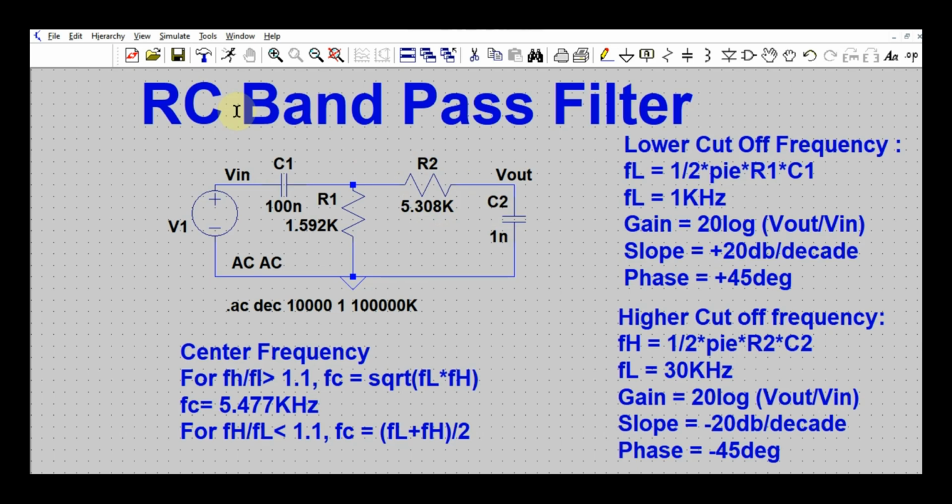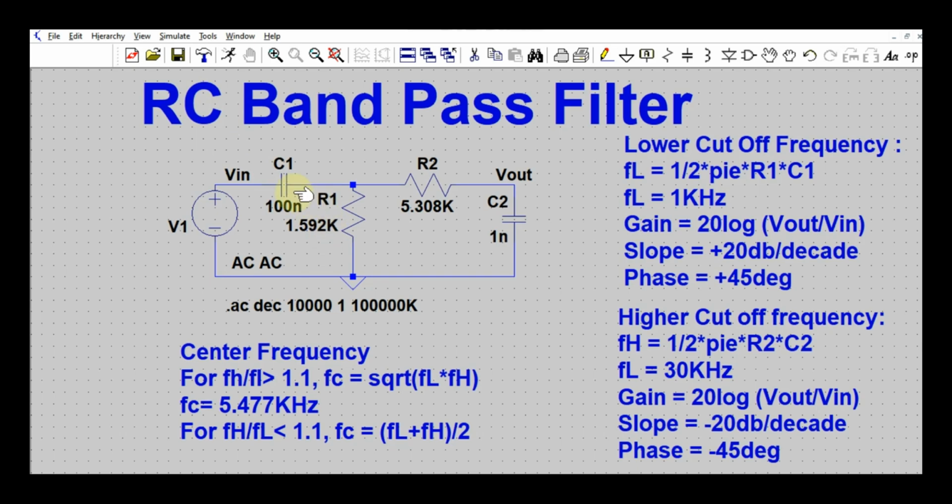I repeat again, what is the band pass filter and how does it work? A band pass filter is basically a cascading of a high pass filter and a low pass filter. If you combine a high pass filter and a low pass filter together, it works like a band pass filter which passes a selective frequency. Let's say you have some lower cutoff frequency and some higher cutoff frequency; it passes the frequency band of higher cutoff frequency minus lower cutoff frequency. I have designed this circuit for a particular application.